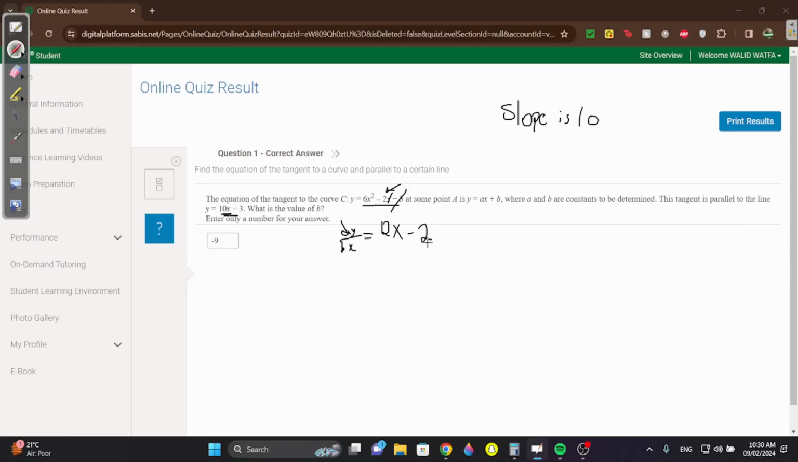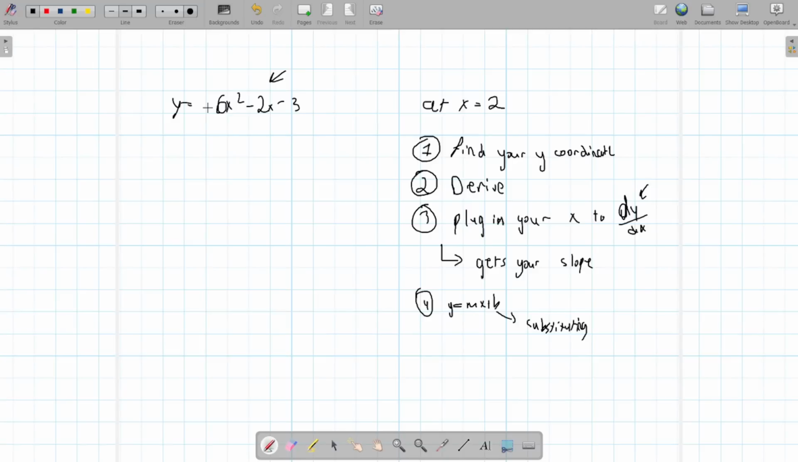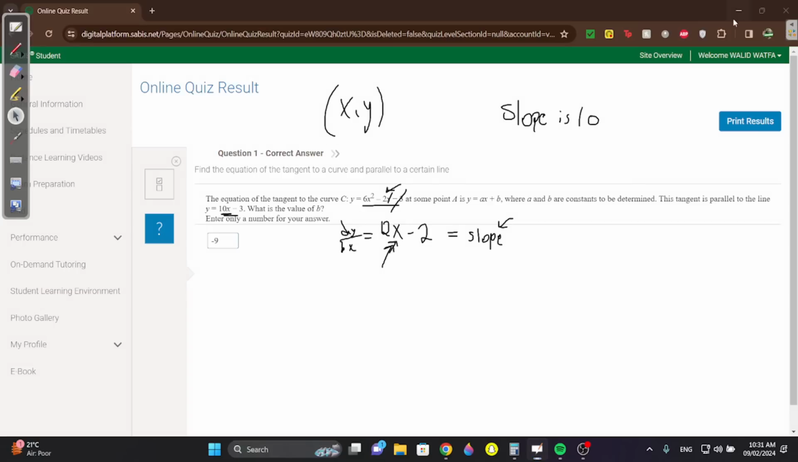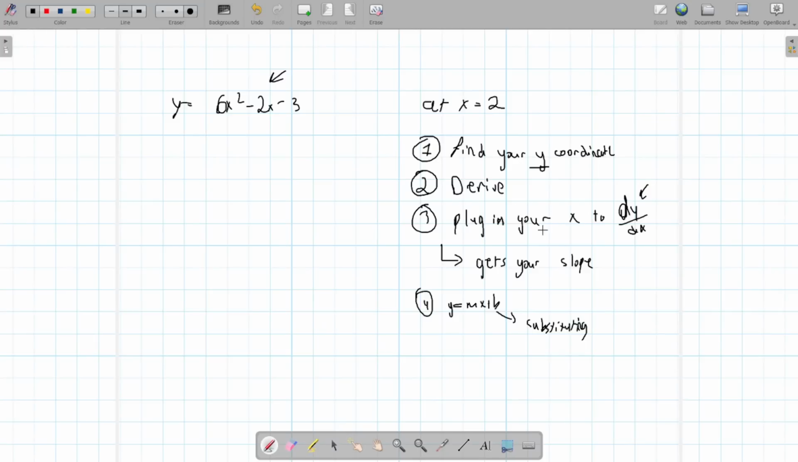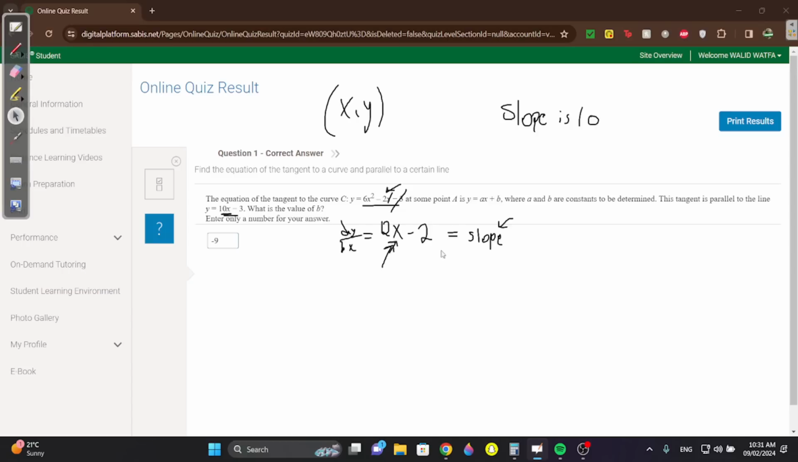You know that once you plug in your x coordinate to your derivative, you get the slope, right? So 12 times x minus 2 gives you the slope. But now we don't know what the x is. And like I told you before, you need to have an x comma y if you want to find the equation. If you look at our steps, you need to find your y coordinate. How can you find your y coordinate if you don't have your x? You have to find your x somehow.